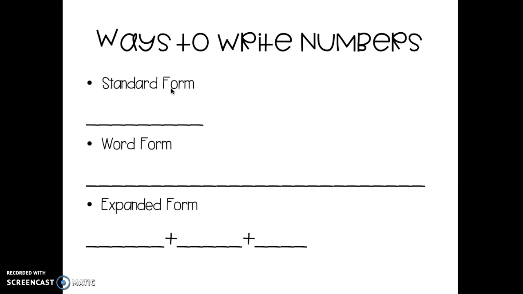Now for expanded form. Expanded form can be a little bit more tricky because we're talking about the value of each of the digits that you have. So for example, let's go back and use the number 25. If I have the number 25, the 2 is under the tens place value, and the 5 is under the ones place value. So if I have the 2 in the tens place value, the value of the 2 is 20. And if I look at my ones place chart, the 5 is worth 5 ones. Therefore, in expanded form, you would write 20 plus 5. You would write the values of both of those digits.